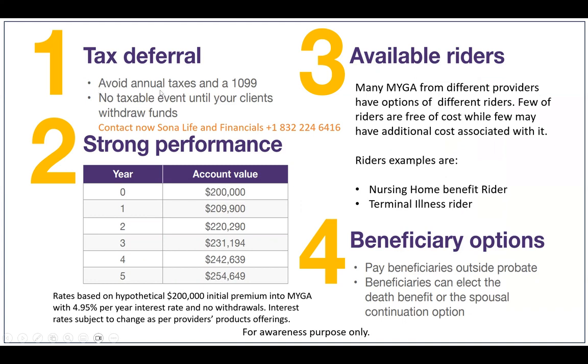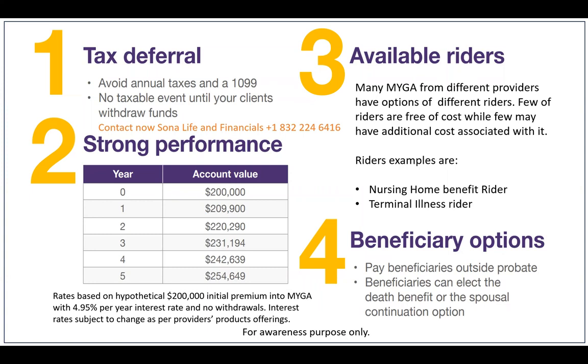So you are avoiding annual taxes and 1099. You don't get a 1099 and you are avoiding those annual taxes. You save that money for future growth in annuities. No taxable event until you withdraw funds from your MYGA, multi-year guaranteed annuity. Another one is strong performance. Different companies, different financial institutions provide different yearly interest rates depending on their strategy, and depending on how much you are ready to invest upfront.